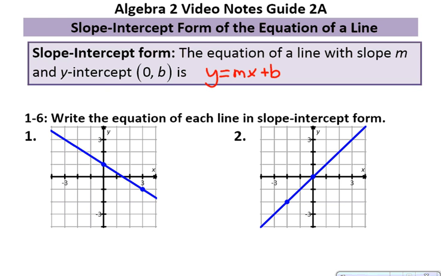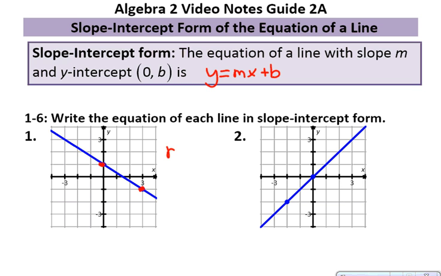What we're going to do right now is go at it from the other direction, and we're going to look at a line and write its equation using y equals mx plus b. So the first thing we want to do on number one is determine what the slope is. In order to do it, we're going to notice that there are these 2 points right there. We're going to calculate the slope.